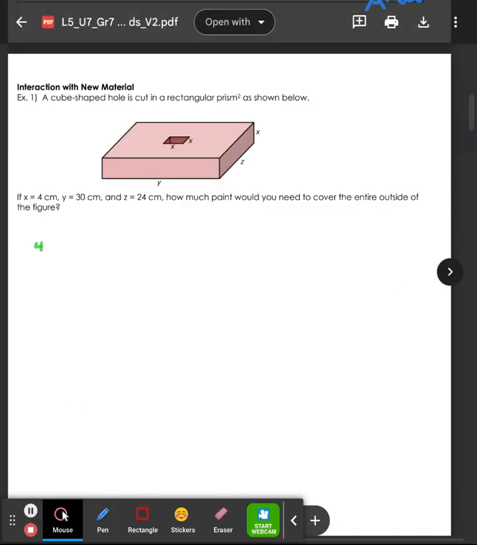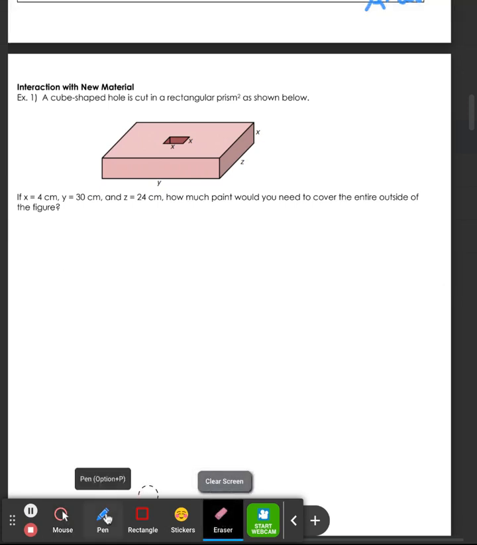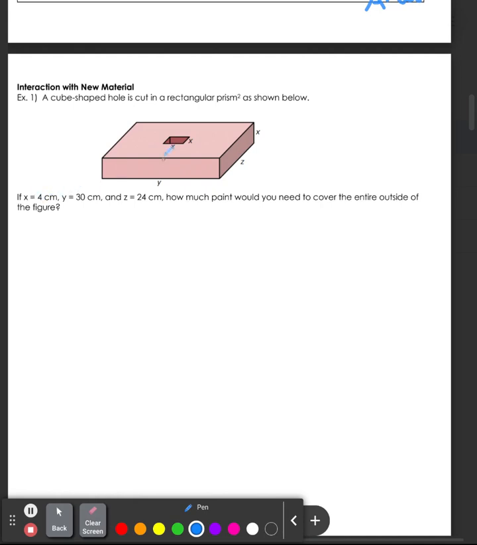So we have our interacting with new material question, and it says that we have this cube-shaped hole that's cut out of the rectangular prism as it's shown below. We're given the dimensions that are shown: x is equal to 4 centimeters. So this is a 4 by 4 by 4 cube that was taken out of our rectangular prism. Y is equal to 30 centimeters. Z is equal to 24 centimeters. And we know that x is equal to 4 centimeters.